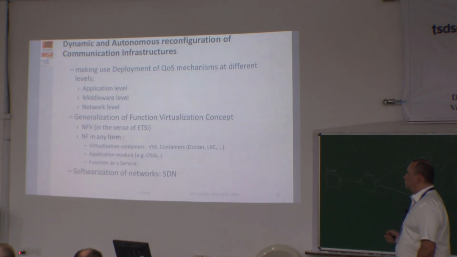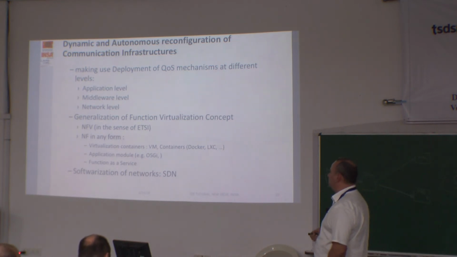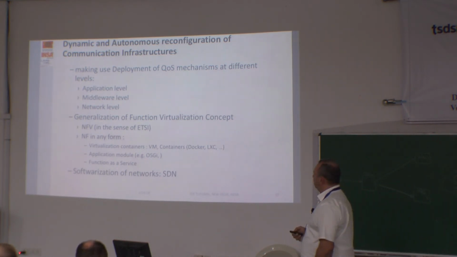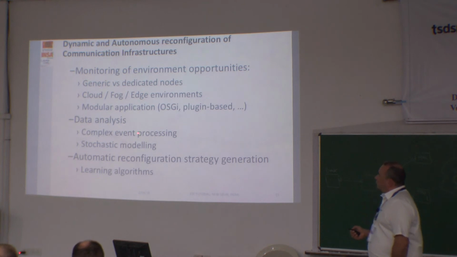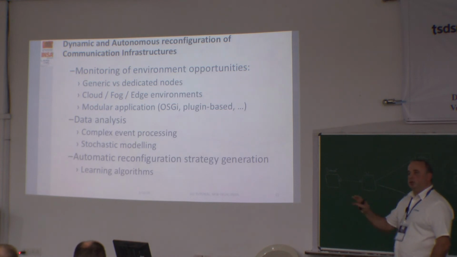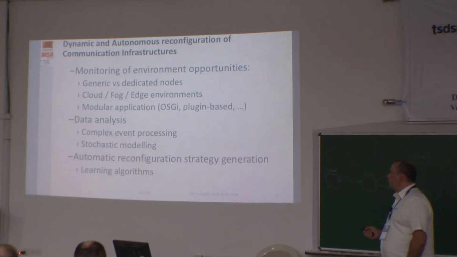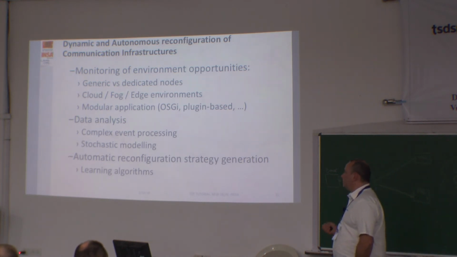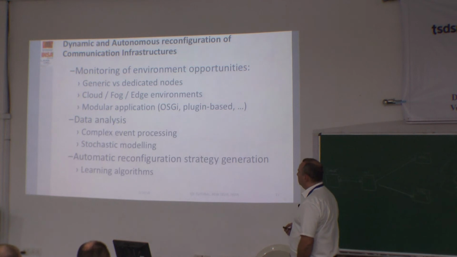And to do that, you can also use SDN to have an evaluation of traffic, of what's happening on the network, to make a good decision on a reconfiguration of the network. So there is a problem of monitoring, how to evaluate the state of the system with a specific architecture like cloud, fog, or edge environment, and also to have a modular application where you can move services and deploy services dynamically and also autonomously without human intervention. So you need to do that with data analysis, for example, with complex event processing or stochastic model, and after you can do the reconfiguration.